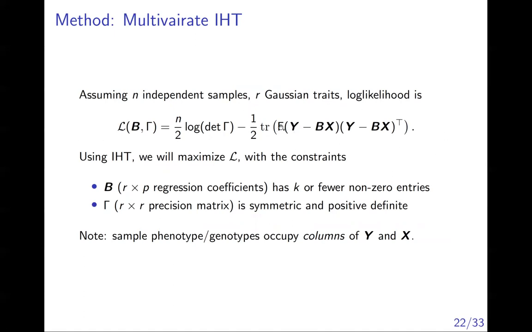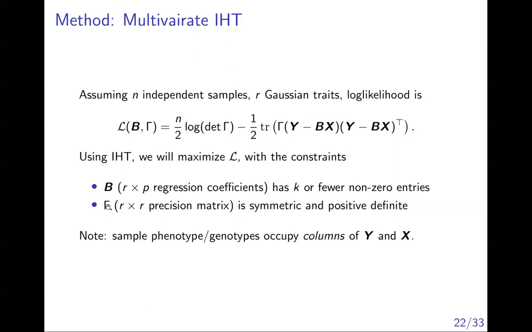Gamma is the inverse covariance matrix, right? It's usually in the middle, but you can pull it out in front using the trace trick. So what we will do is maximize the log likelihood with two constraints. The first is the sparsity constraint, right? The regression coefficient matrix B has to be k-sparse, okay?